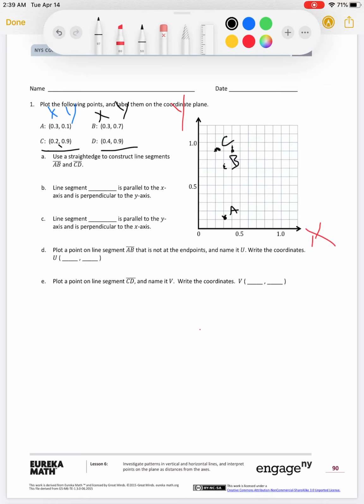And we'll label that particular coordinate pair D. Okay? All right, let's move on. A says use a straight edge to construct a line segment AB and CD. Okay, so I'll use two different colors. And let's use what looks like a crayon here. All right, line CD will be constructed here.